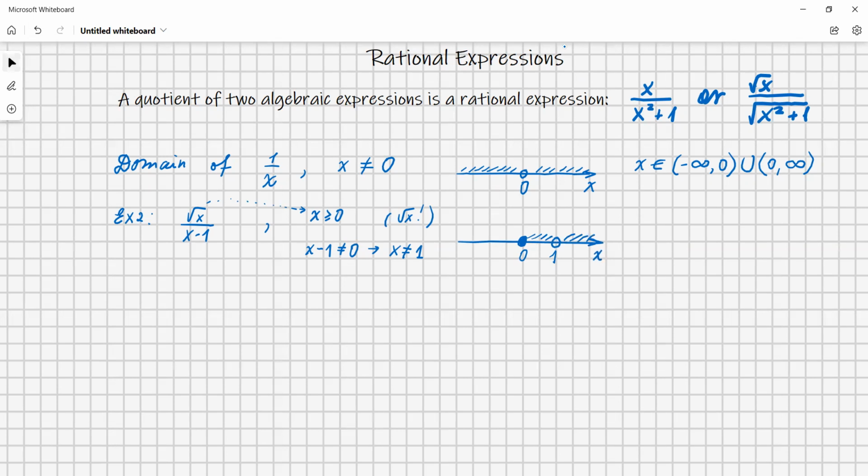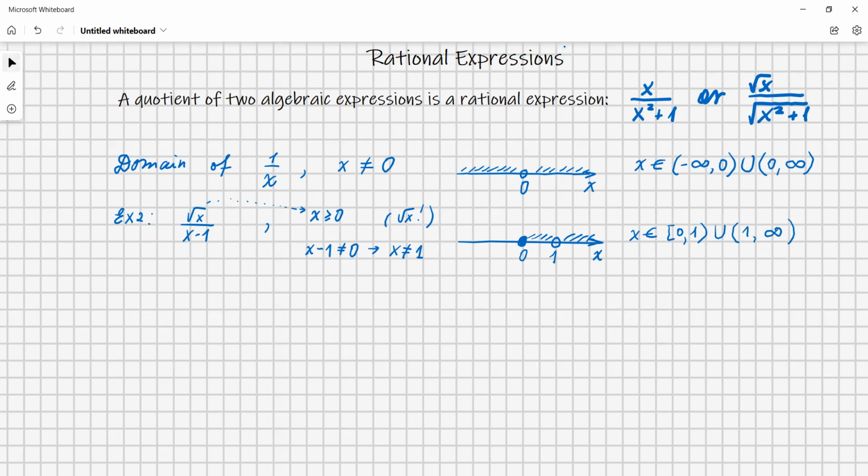So how will it look in interval notation? In interval notation, we are going to write down x belongs to the interval from 0 to 1. 1 is not included because we cannot divide by 0, and also x can belong to the interval from 1 to positive infinity. Okay, very good.